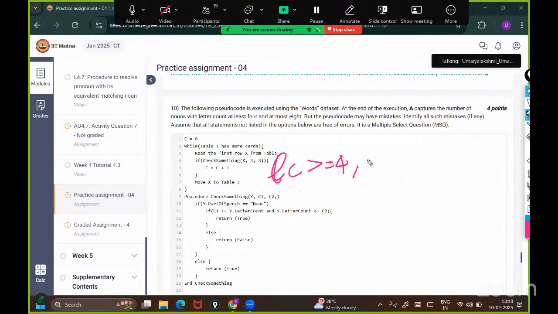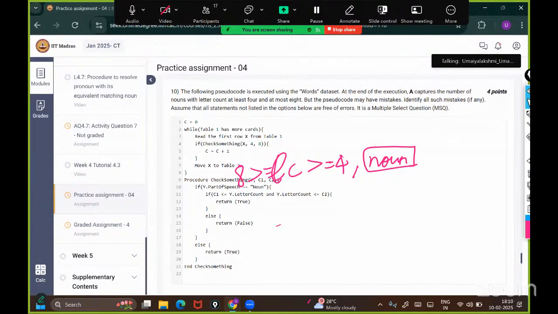And then the word has to be a noun, part of speech has to be a noun. And at most 8, what does at most 8 mean? It means maximum, maximum 8. Yes, the maximum has to be 8. Okay, so the word letter count has to be 4 to 8, and the part of speech has to be a noun. That's it. So here we have to identify which options are wrong.